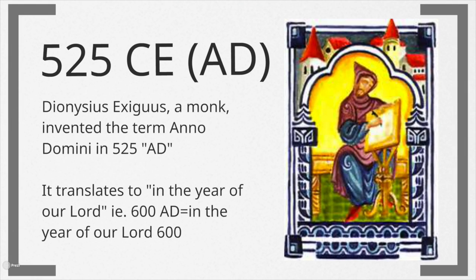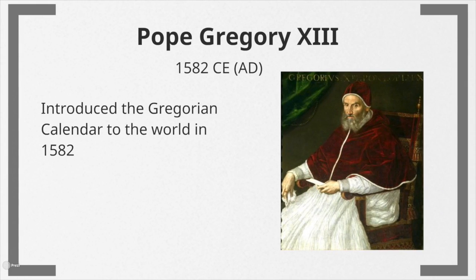You can see here this monk, whose name I cannot pronounce, invented this term, Anno Domini, in 525 AD. It literally translates to in the year of our Lord. So 600 AD means in the year of our Lord, 600. In 1582, Pope Gregory XIII introduced the Gregorian calendar to most of the world. This used the terms BC and AD.